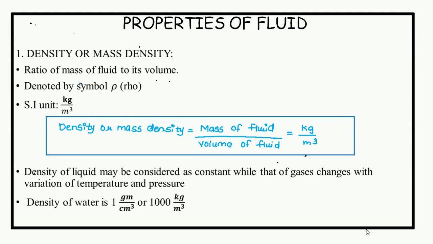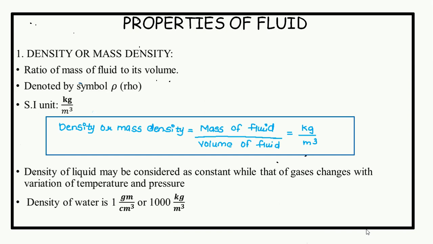Now moving to the properties of fluid. The very first property is density, which is also called mass density. In the definition of mass density, the term mass is related to its property, and it is defined as the ratio of mass of the fluid to its volume. It is mathematically written as mass of the fluid to the volume of the fluid, and the unit is kg per meter cube. Mass density is denoted by the symbol rho.